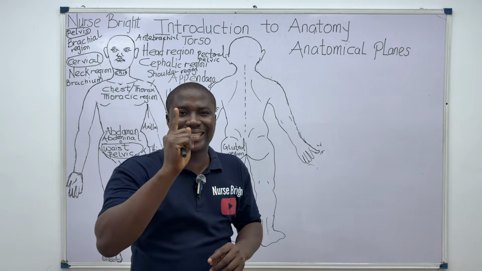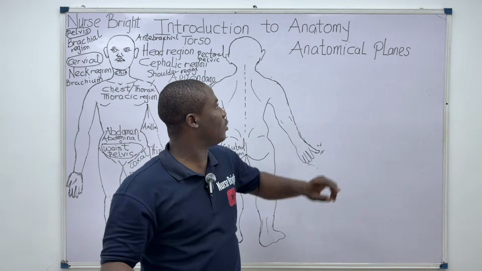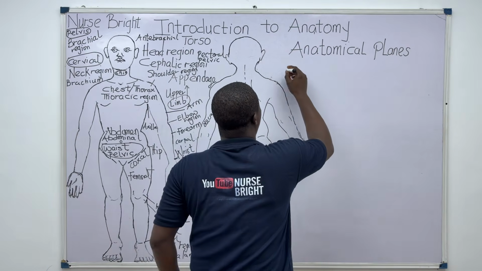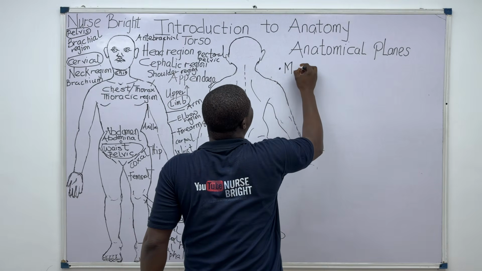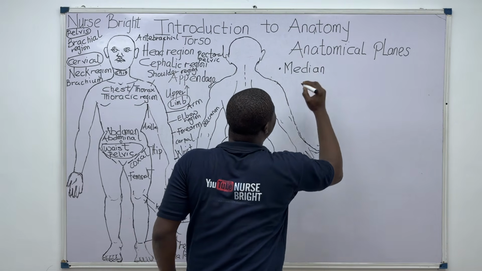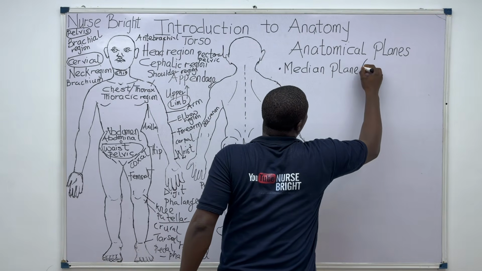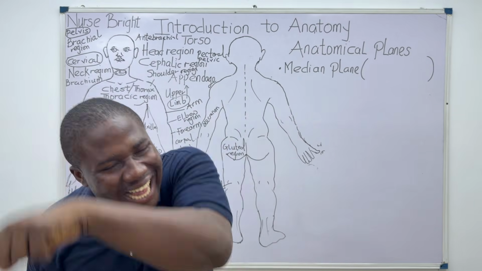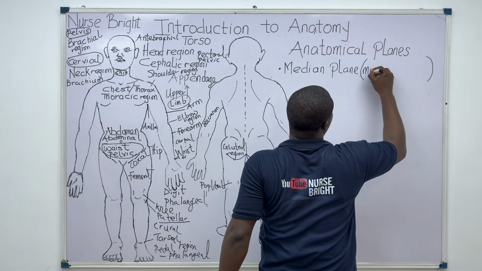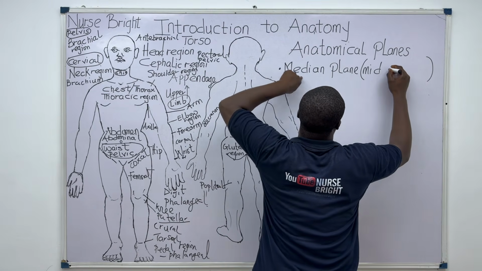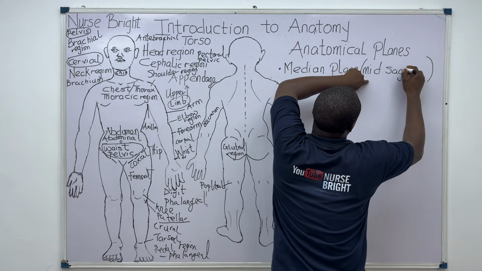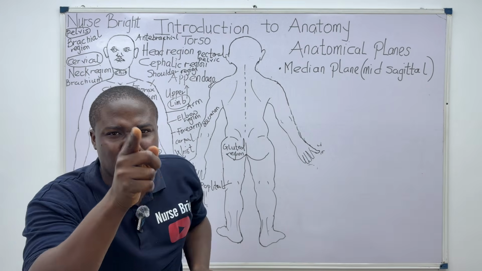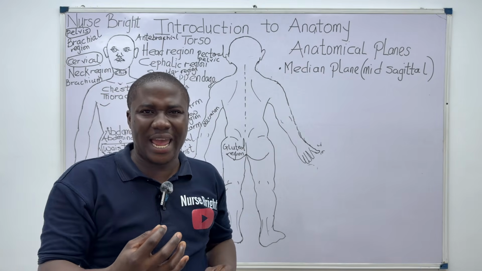Now moving further, let's get into discussing the anatomical planes. And the first of them I'll be talking about is what we call the median plane. And if we don't call it the median plane, we can call it the mid-sagittal plane. Pay attention, all right? If we don't call it the median plane, we can call it what? The mid-sagittal plane. This is so essential. Then I have to explain to you what the median plane is all about.